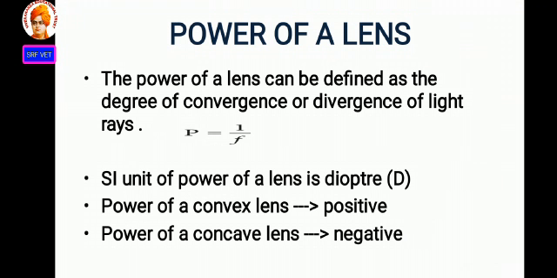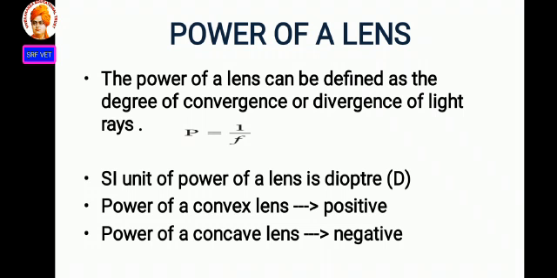Power of a lens. The power of a lens can be defined as the degree of convergence or divergence of light rays. P is equal to 1 by f. When a ray of light falls on a lens, the ability to converge or diverge the light rays depends on the focal length of the lens. That's why P is equal to 1 by f. The power of a lens is numerically defined as the reciprocal of its focal length.